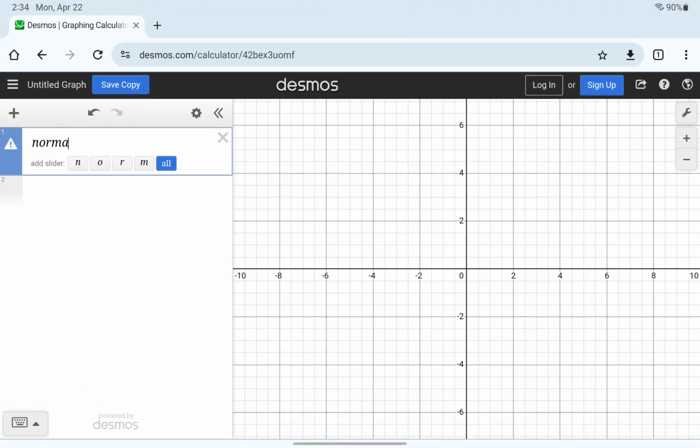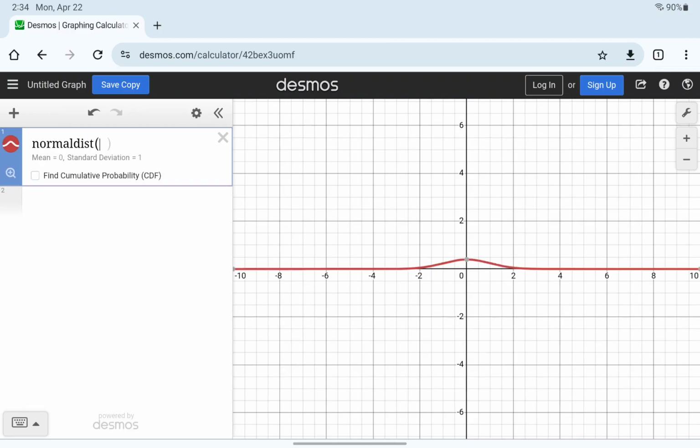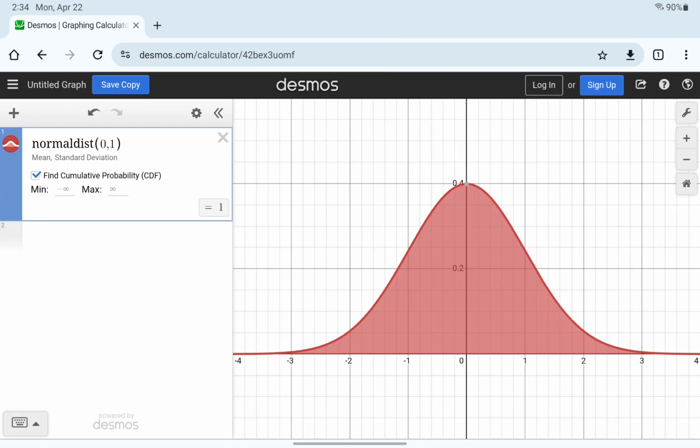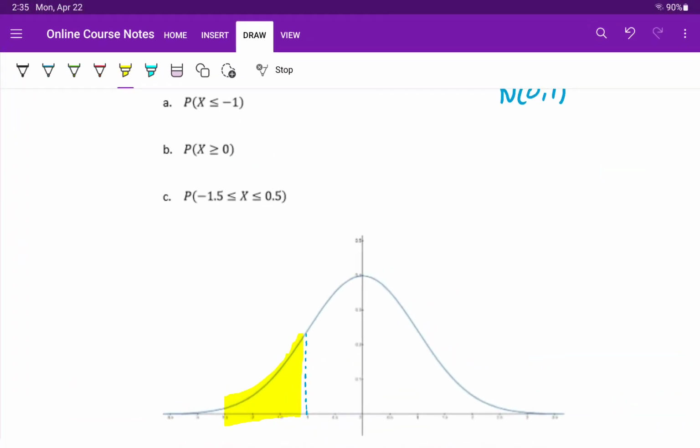To do that, we'll type in normal DIST, short for distribution. We'll enter the mean and standard deviation for our distribution. In this case, that's 0 and 1. If we hit the magnifying glass, that will just give us a zoomed in, a more appropriate view. And then we can click the box to find the cumulative probability. In this case, we want the maximum value to be -1. We see a picture that matches our expectations, and we get that corresponding probability of 0.1587.